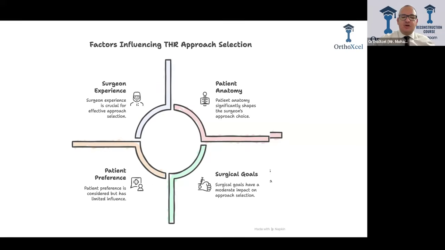Surgical goals: what you try to achieve, what your templating says, what will be your easy bit, what will be your difficult bit, and to a lesser extent, the patient preferences. Especially nowadays, all the patients consult ChatGPT before they go for an operation. So, ChatGPT, what do you think the approach should be used for my hip? And he will follow ChatGPT more than his doctor.